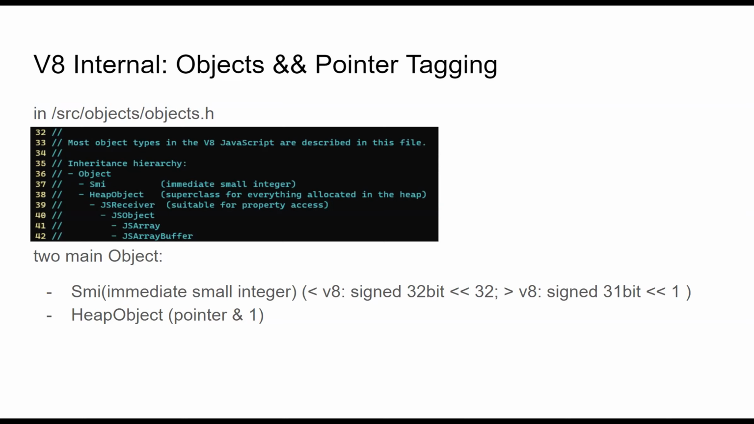Then the HeapObject is the other inheritor from Object. Because a HeapObject is a pointer, it's always going to be aligned. Then to distinguish between the SMI and the HeapObject, V8 is going to use the pointer value or 1, which essentially just adds 1 to the pointer. I think, okay, I'll cover this later.